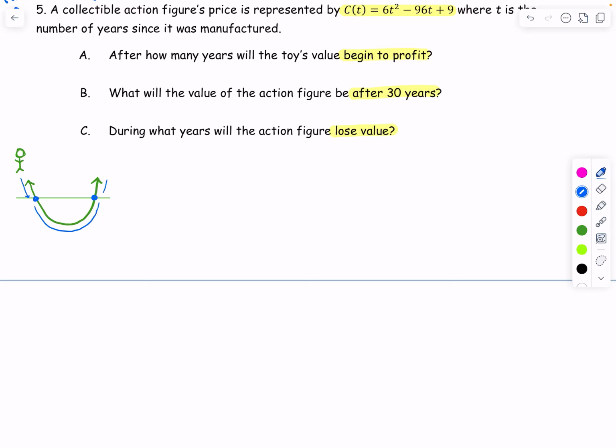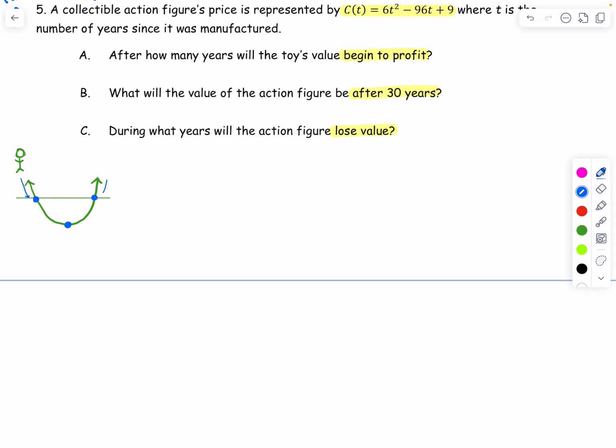So these 2 points that I've drawn are called our x-intercepts. Those x-intercepts are when the value of the toy is 0. This down here is our vertex. Now, we know that a toy is never going to be worth negative money. We've talked about that. But it's going to be worth 0 during all this time. But for the vertex, and the purpose of this equation, we have to find that vertex to see what's the lowest amount of value it could have.